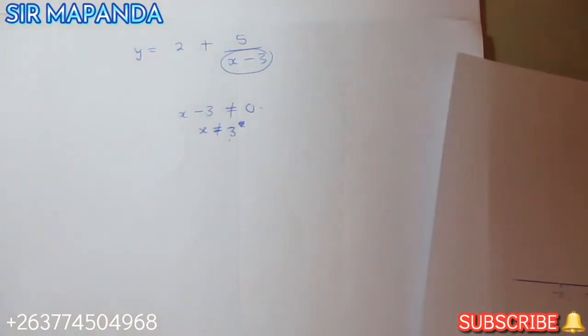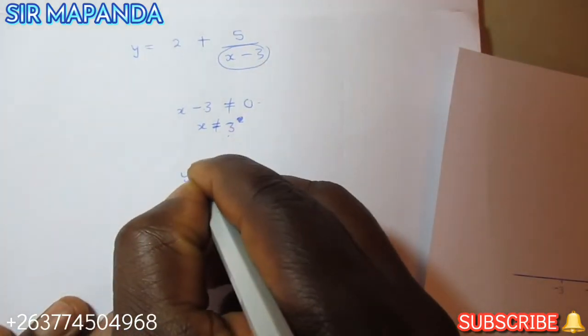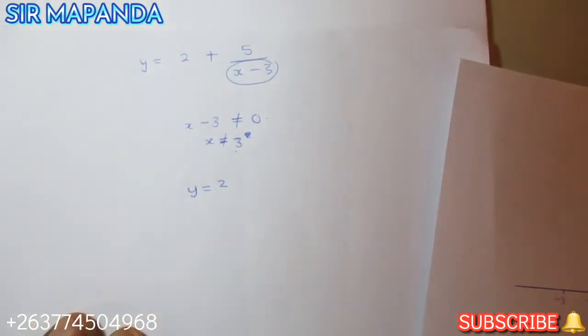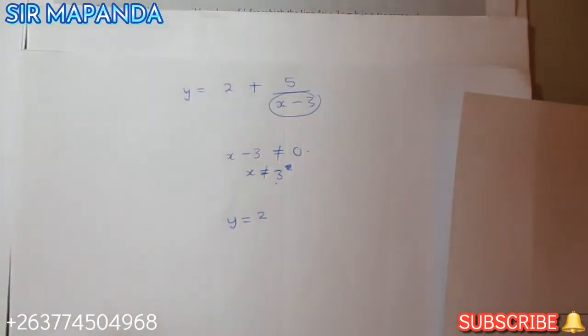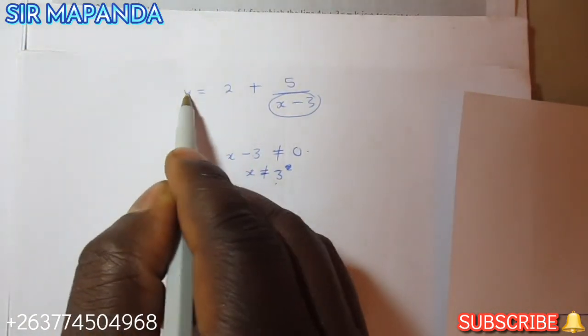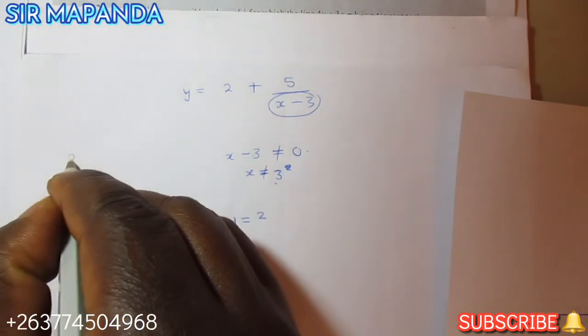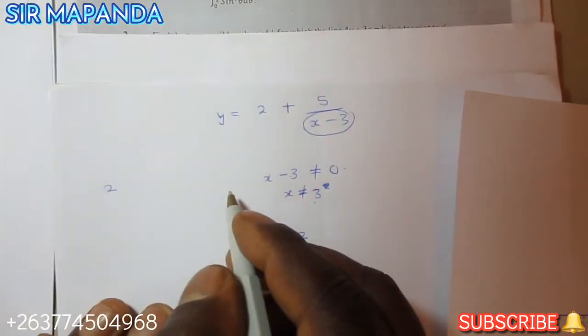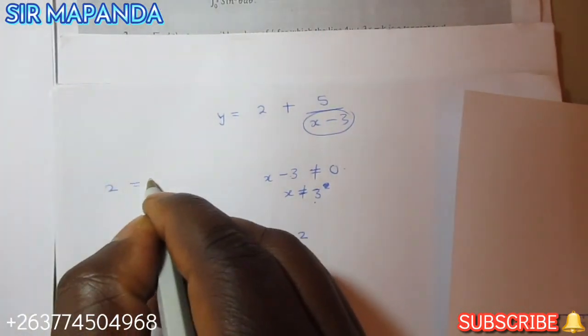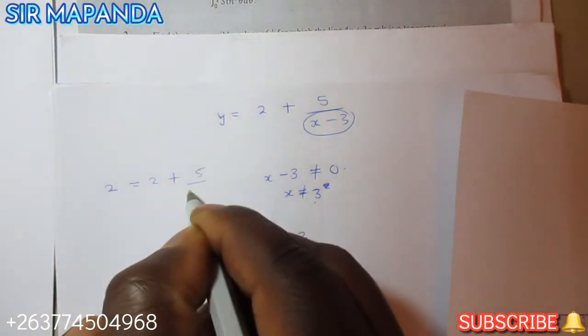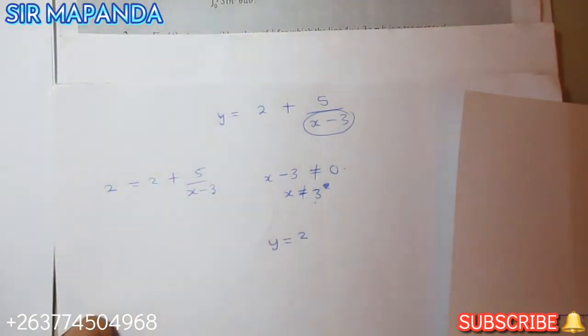Then the second asymptote is y is equals to 2. Why y is equals to 2 is an asymptote? Because if you put 2 on y, right? Let's say you put 2 on y. You get 2 is equals to 2 plus 5 over x minus 3, something like this. I hope you are following.